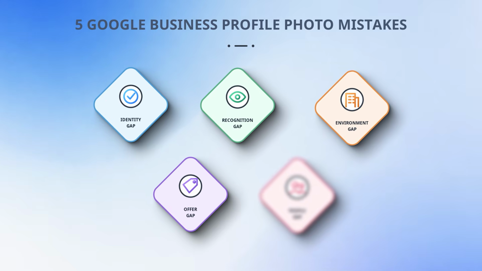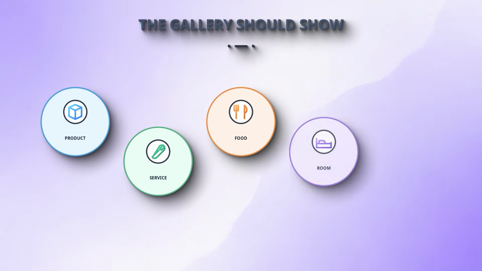Mistake 4 is an offer gap. The gallery should show the product, service, food, room, or work being performed, depending on the category. This is where vague stock imagery usually fails. The recommendation should name a real photograph the team can capture, not a scene the AI should invent.